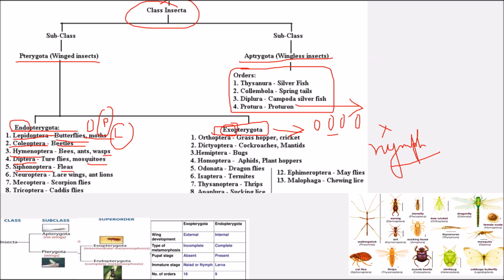Siphonoptera, there are many fleas again. Neuroptera, lacewing, antlions. Mecoptera, this is scorpion flies. Trichoptera, then we have caddis flies. Okay, this is the same classification I told earlier also.